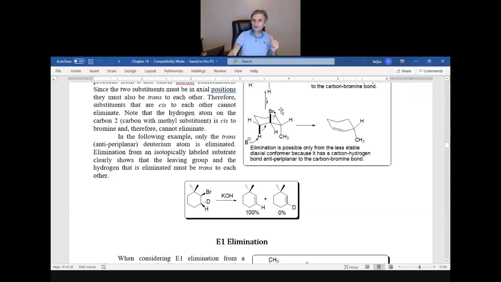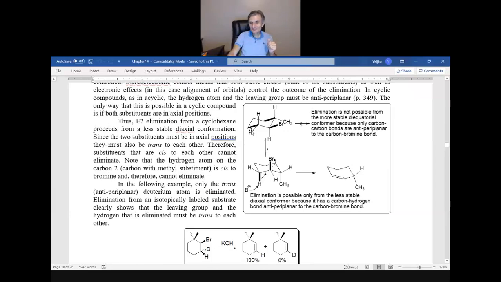The groups that are eliminating are axial. They have to be axial. That's the only way they are oriented properly. Otherwise, the ring would be broken in the course of elimination.